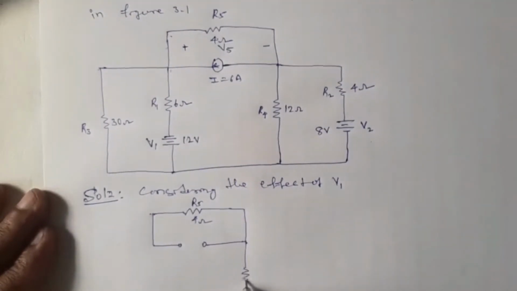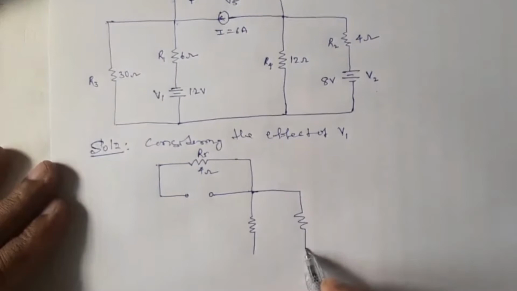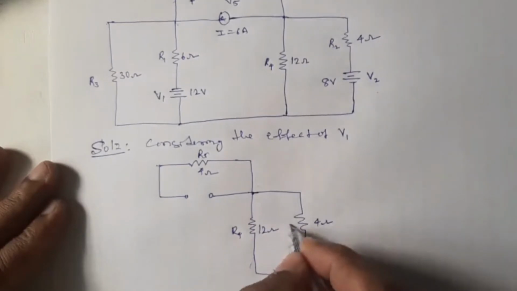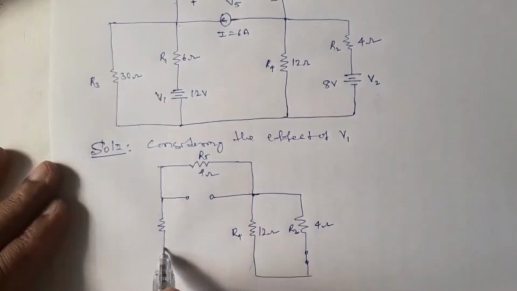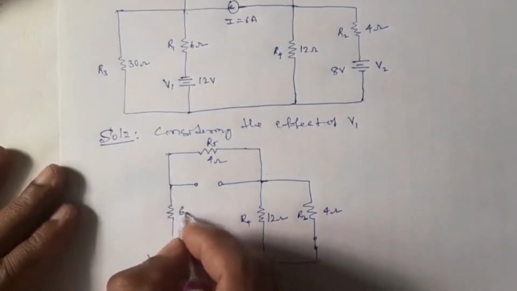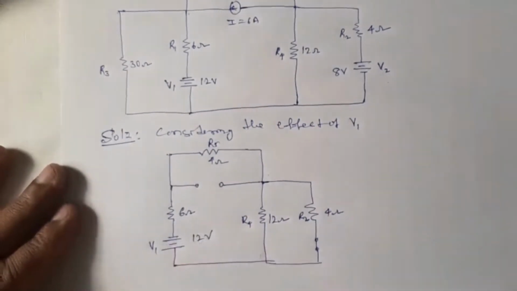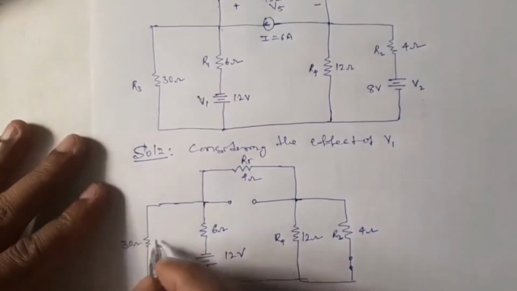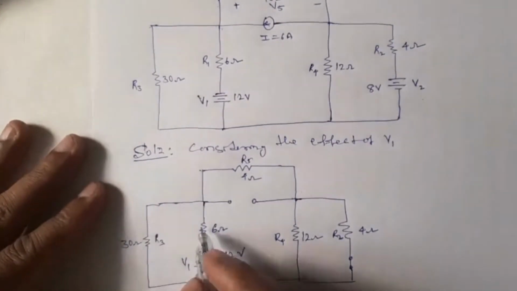Here you have 12 ohm, in parallel with this you have 4 ohm because V2 is short circuited. This is 12 ohm, R4, this is 4 ohm, R2, and here we consider only V1. So this is 6 ohm, this V1 is 12 volts, and this side we have 30 ohm. This is 30 ohm which is R3, and this one is R1.